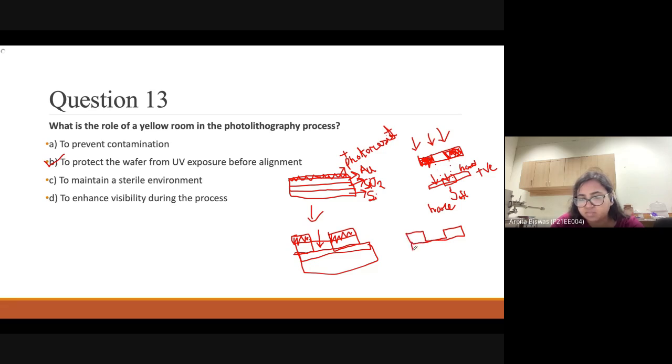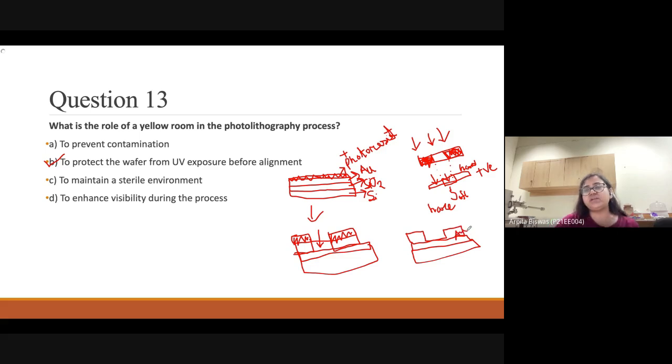And below is the silicon dioxide, and there is the silicon. So you got your answer, right? So what happened in that case? The positive photoresist. So this is the gold.